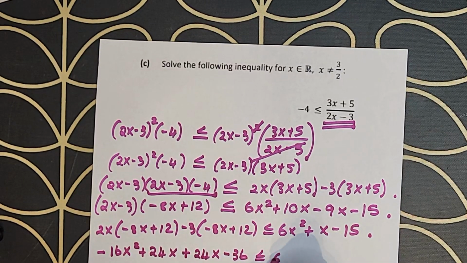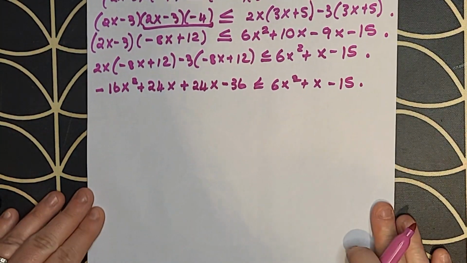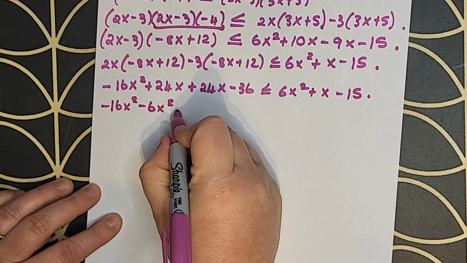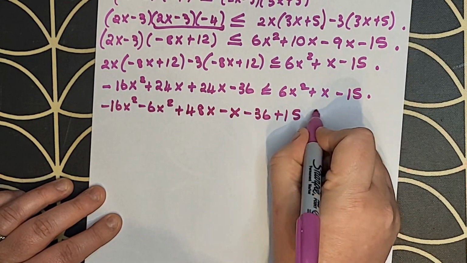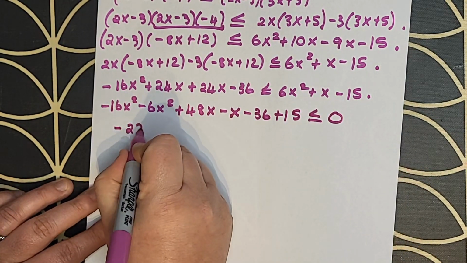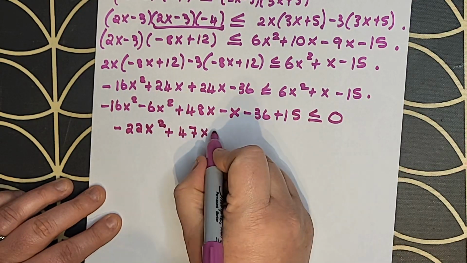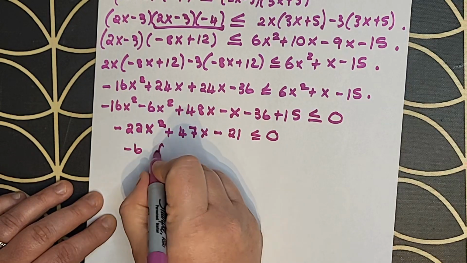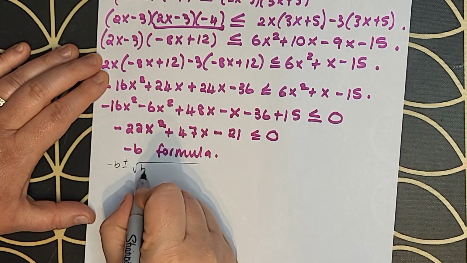I am obviously showing you absolutely every working here, so you have a really thorough example, but you don't have to do every single step. If you're a bit of a multiplying out whiz, you can skip a few bits here. So I'm multiplying across by that. I now am very happy and secure to know that when I simplify this down to -22x squared plus 47x minus 21 is less than or equal to 0, I know my inequality sign is absolutely on point.